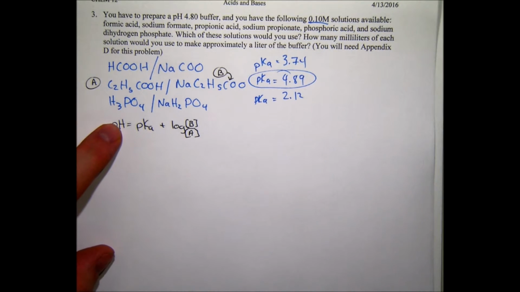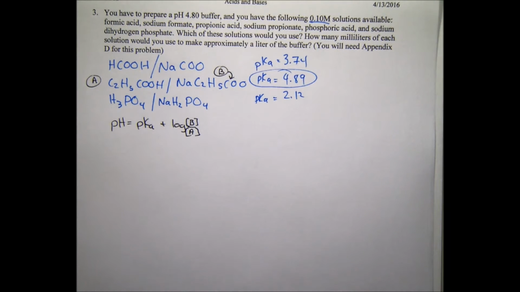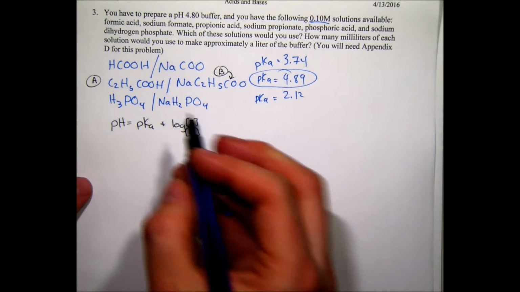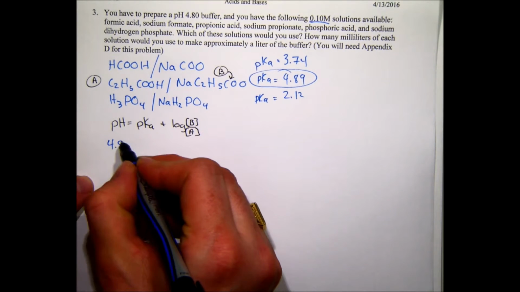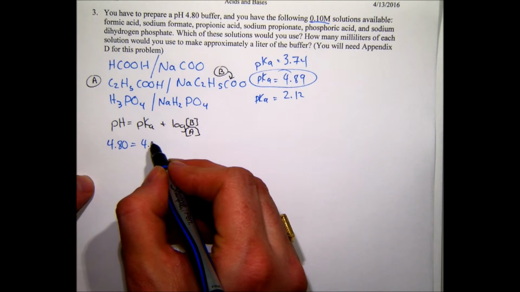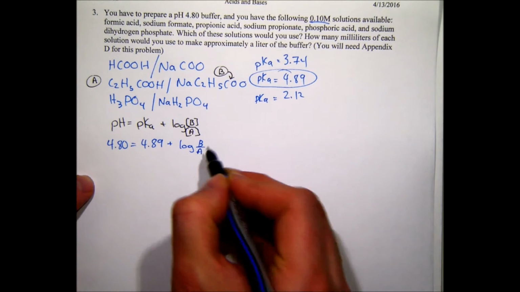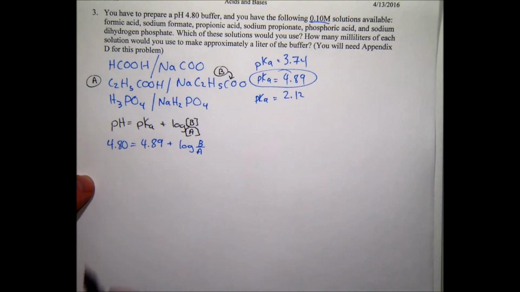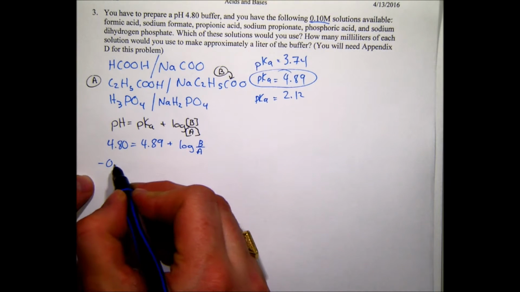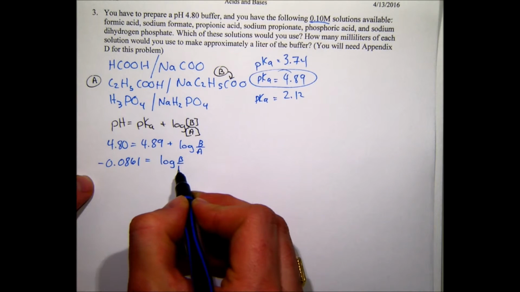I know what my desired pH is, I know what the pKa is, so I'm going to substitute values in to get my log B over A. So I want 4.80. My pKa is 4.89. So negative 0.0861 is equal to the log of B over A.